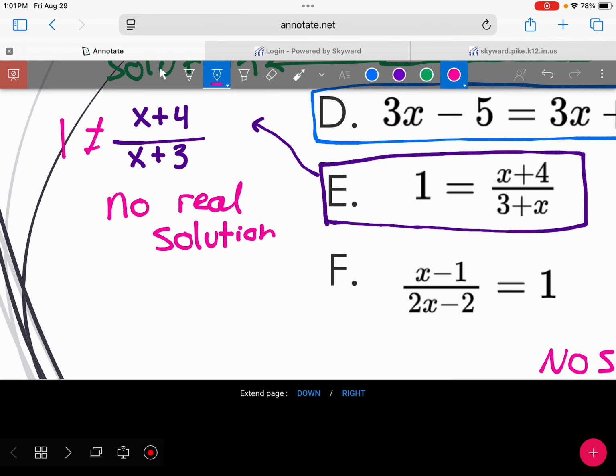And we're going to look at f. What do we think about that one?